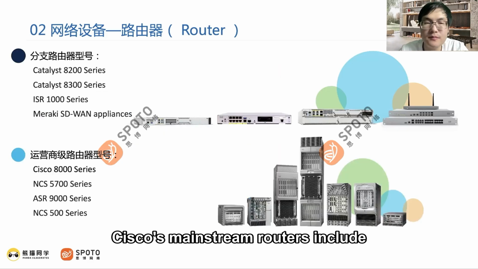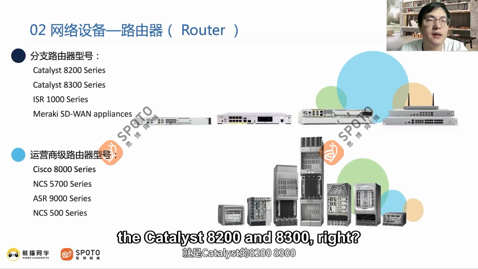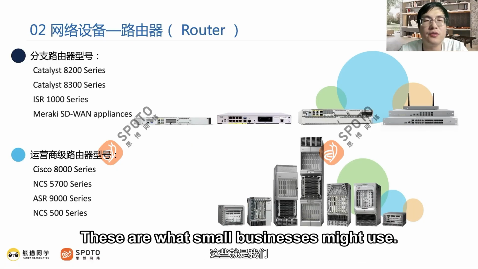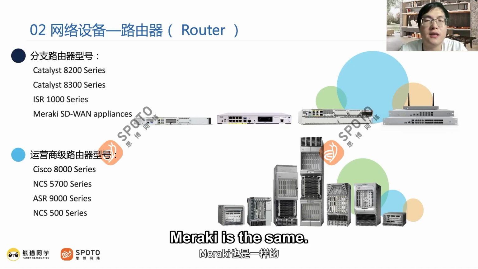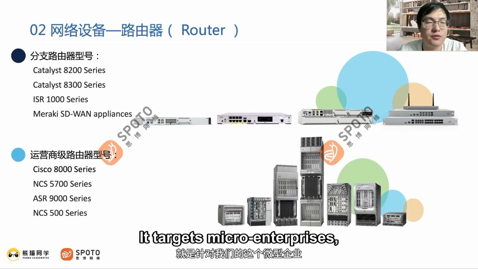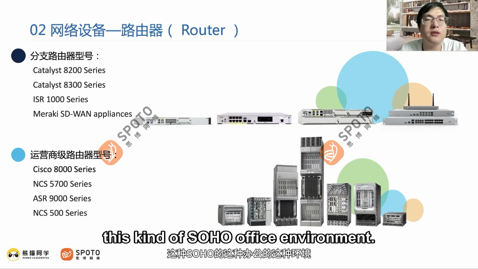Cisco's mainstream routers include the Catalyst 8200 and 8300, right? These are what small businesses might use. Also, there are routers from the ISR series. Meraki is the same. It targets micro-enterprises, this kind of SOHO office environment.